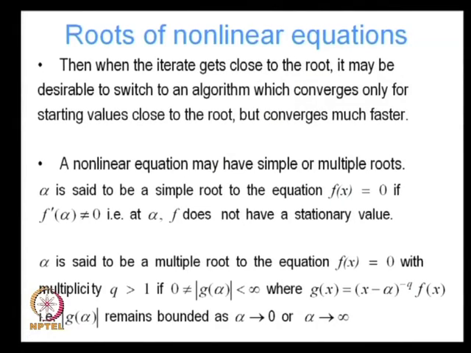That means there are q roots at x equal to alpha, and this function g of x remains bounded as x goes to alpha. So, as x goes to alpha, g of x does not become 0 or infinity; g of x has some finite value. If this condition is satisfied, we say that f of x has multiple roots alpha of order q.